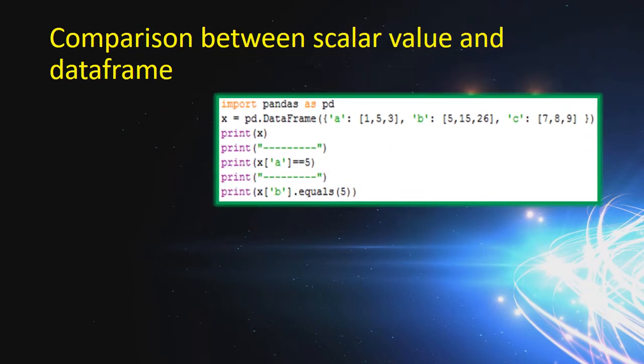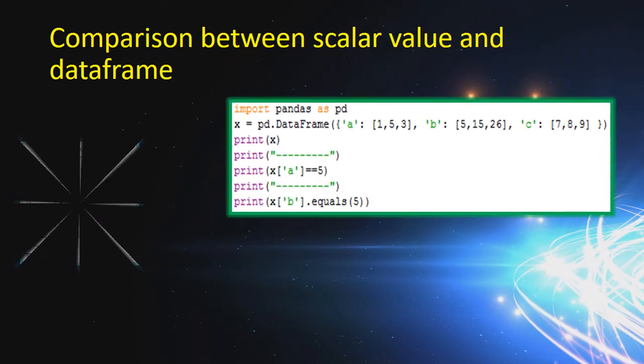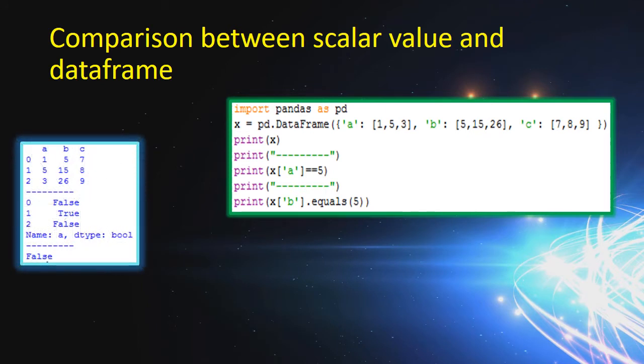And next, scalar values compared with a data frame object. The A column of the X data frame object is compared with the value 5. The first value 1 compared with 5 is false, 5 equal to 5 is true, and 3 equal to 5 is false. And next the B column of the X data frame object is compared with the value 5. See here there is only one value 5 in the B column but it returns false. So the equals function compares entire values, only if all match it returns true, otherwise it returns false.